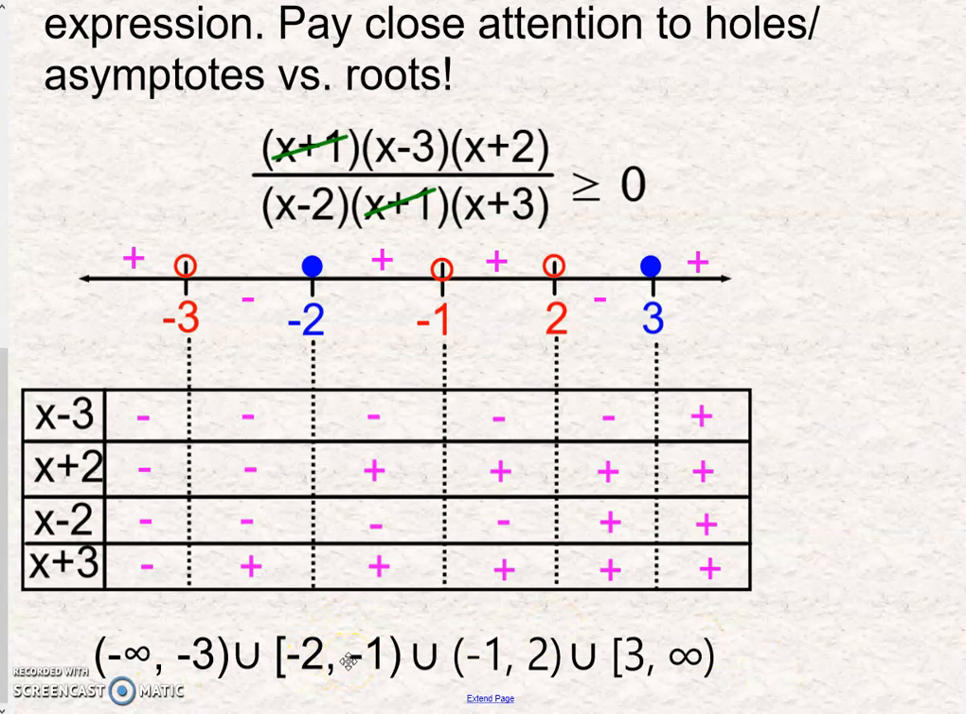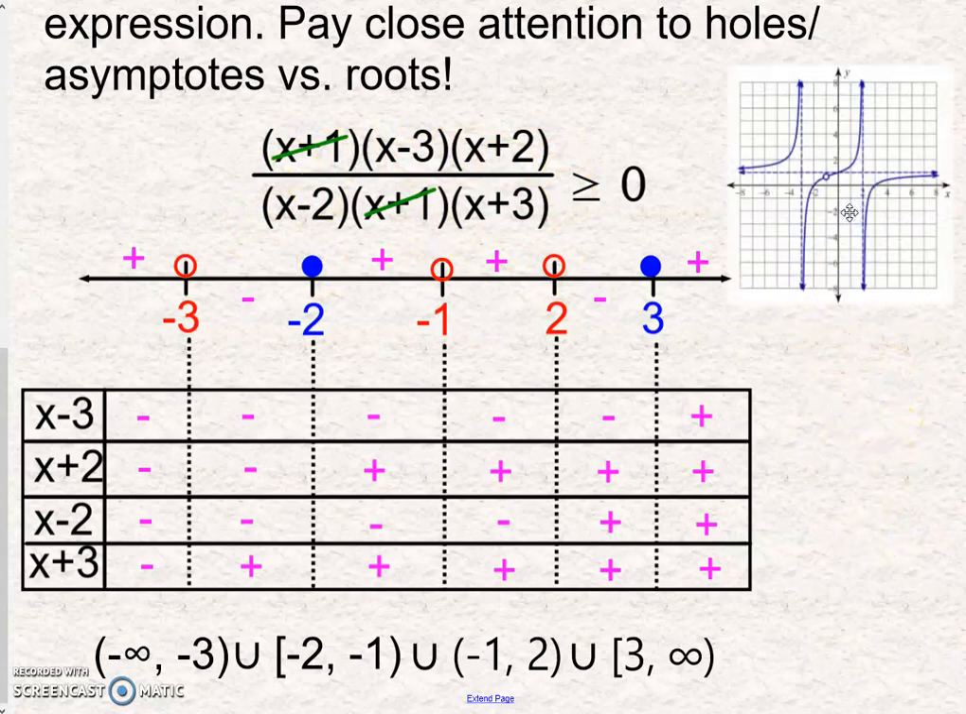And if we graphed this rational expression, y equals the quantity of x plus 1 times the quantity of x minus 3 times the quantity of x plus 2, all over this, my graph would look like this. And if we look at where our graph is bigger than 0, where it is above the x-axis, you see it's above the x-axis from negative infinity all the way up to negative 3. That's that part.